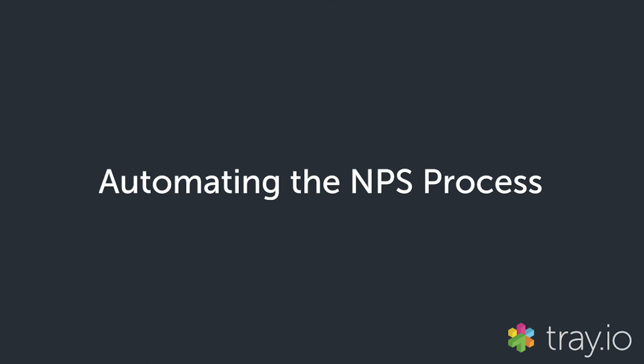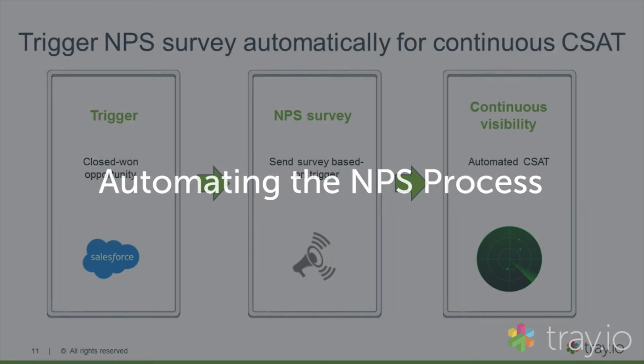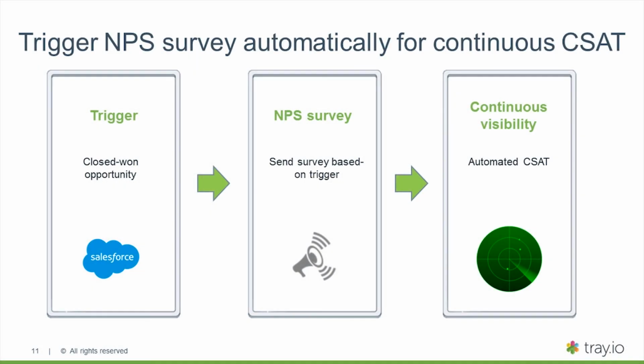Next, I want to walk you through two use cases that are near and dear to my heart, and that is automating the NPS process. In many companies, this is a manual process where you have to decide when to trigger it, who you're going to send it to, and while it's not a big pain, it can add up over time. And just like anything, if you have to do it manually more than 3 times, you should probably invest the time to automate it so you don't have to think about it.